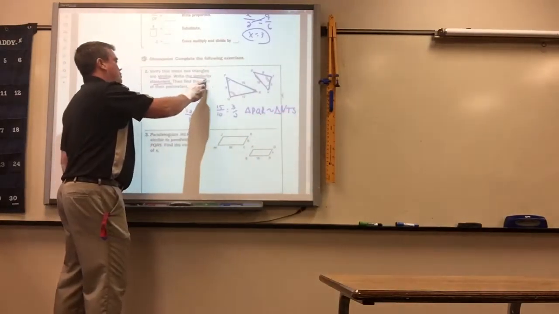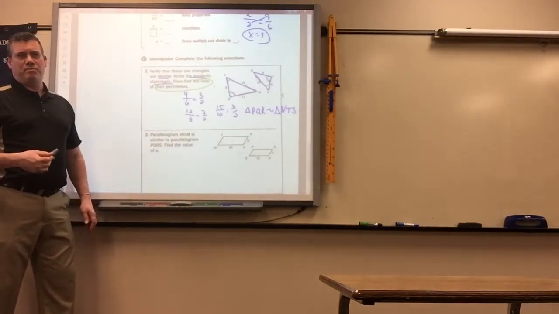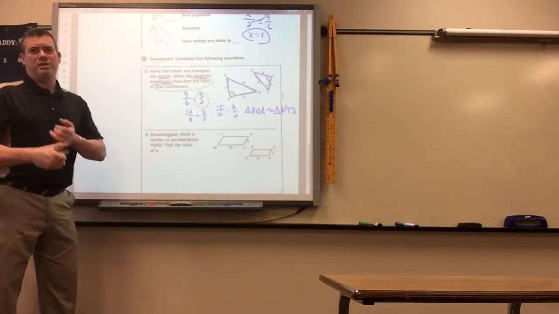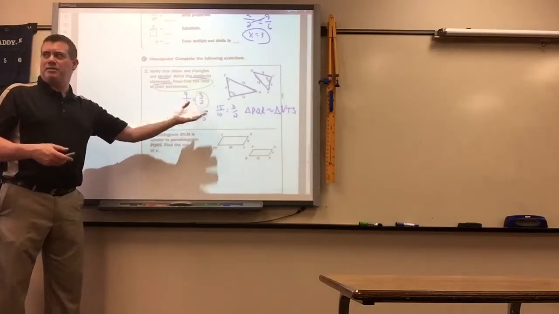And they also ask for the ratio of perimeters. What is the ratio of the perimeters? Right, 3:2. If they ask for the ratio of the sides, it'd be 3:2, 3 over 2. If they ask for the scale factor, it'd be 3 over 2.